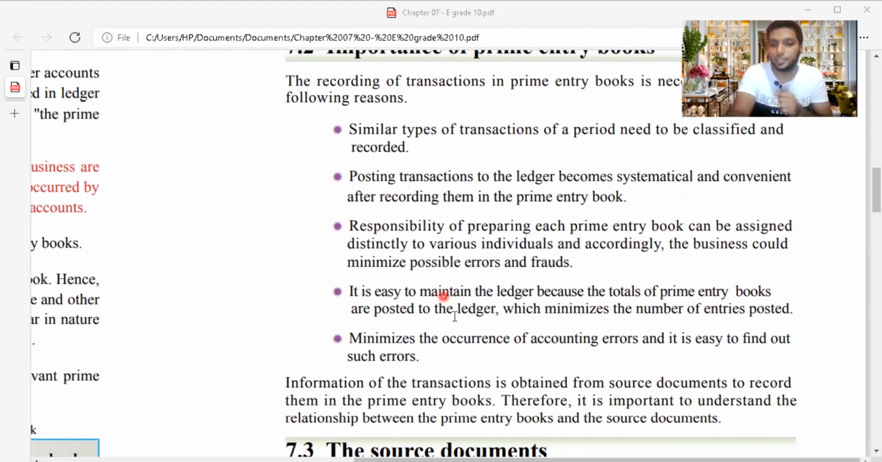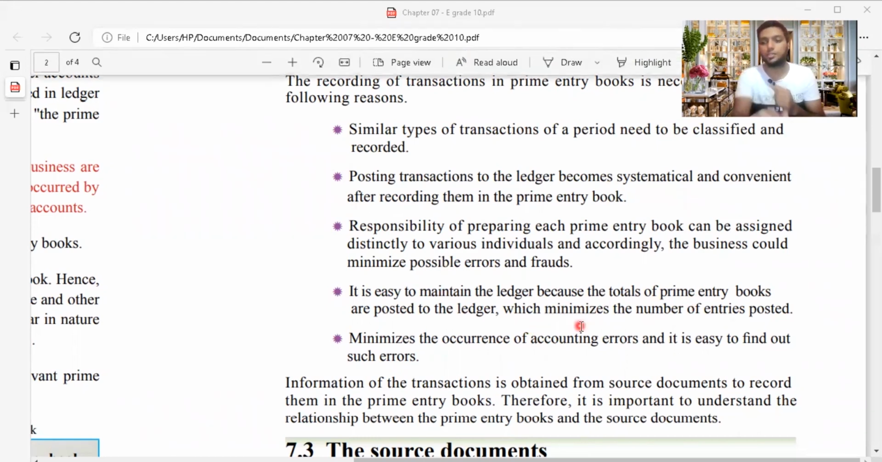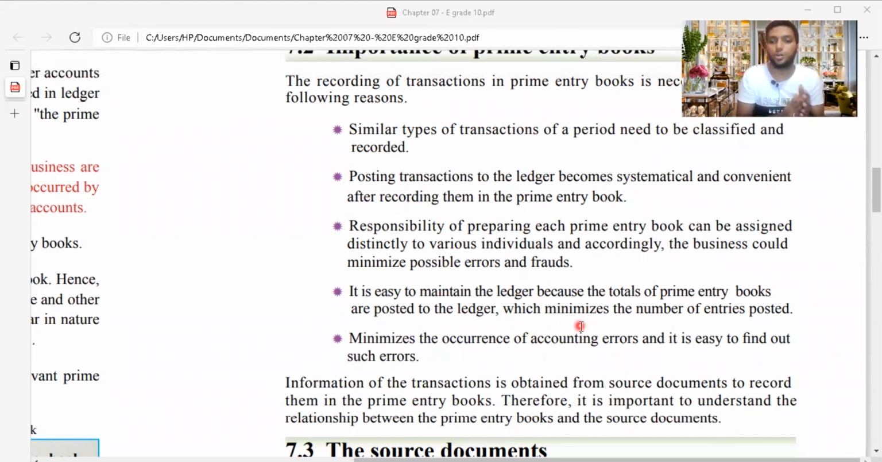Then we move on. It is easy to maintain the ledger because the totals of prime entry books are posted to the ledger, which minimizes the number of entries posted. So you are taking the total of the prime entry book and transferring it to the ledger account. That minimizes the number of transactions which go into the ledger account. Or else, if you record everything under the ledger account from the basement, it will take a lot of time for the accountant, so it will waste the time of the company also.